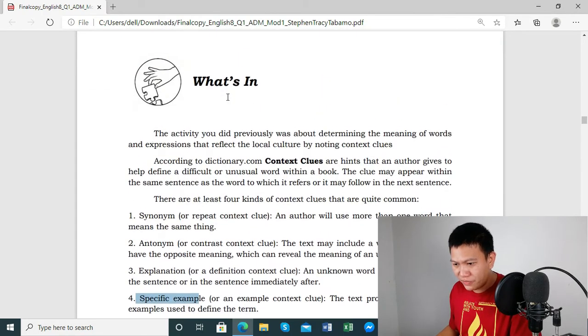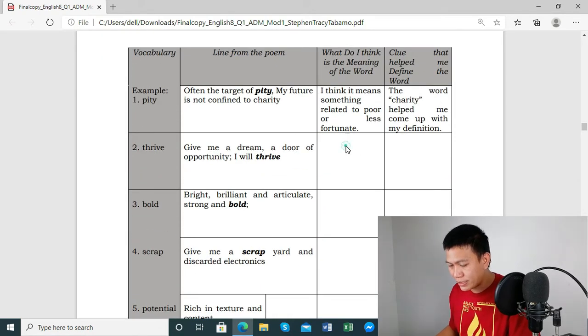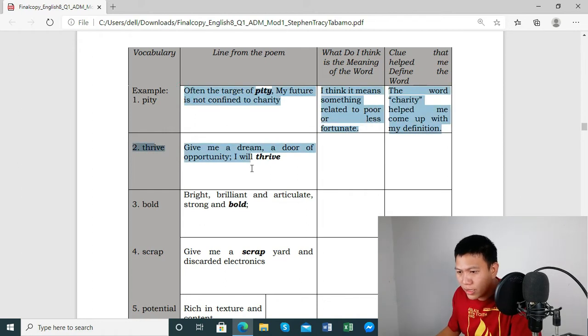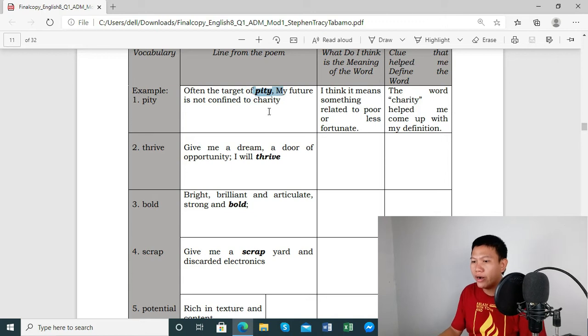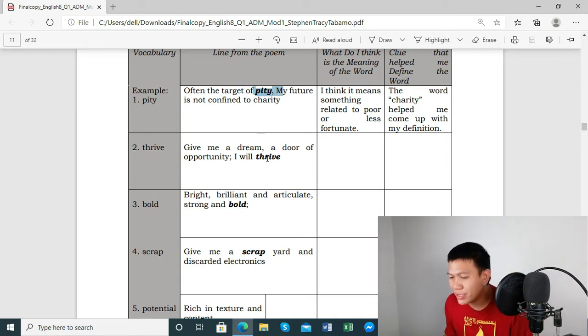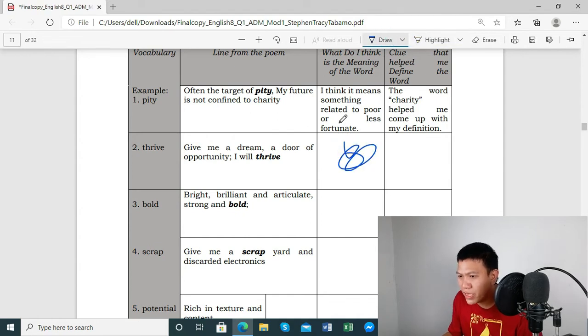This will be the first activity that you will answer. There are blanks. This is just an exercise. The first one is already given. These lines are taken from the poem, nasa tula sila. Those in bold letters are the difficult words you are to identify. On the spaces given, you will be writing what you think is its meaning. Whatever comes out in your mind, try to write it here. Make sure it defines the word in bold letters.